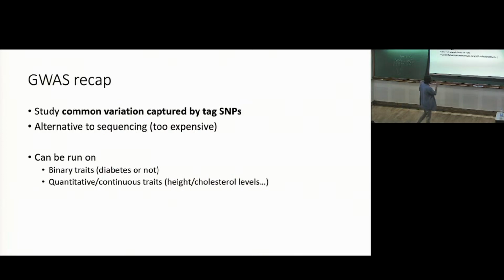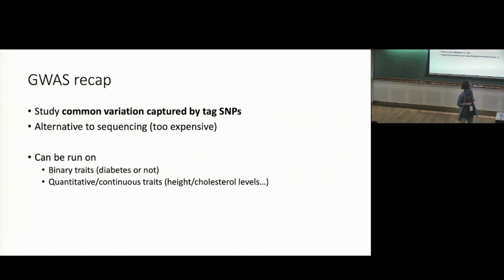Okay, but let's go back to GWAS and where we were yesterday. I just want to highlight that GWAS is used to study common variation that we capture using tag SNPs. This is not done using sequencing. The experimental design here is intended to be an alternative to sequencing, a cheaper alternative, and we do this using microarrays. We can run a GWAS either on a binary trait, like disease status versus not diseased, or on quantitative or continuous traits, like Kavita said, height, cholesterol, pick your favorite trait.